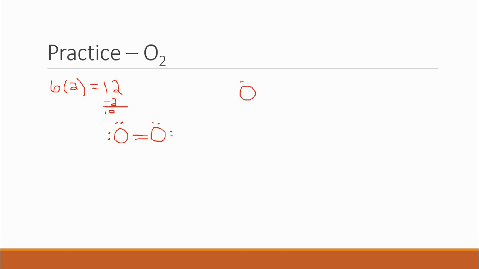Another way to do this is to draw the Lewis dot structure of our oxygen, like it was in the previous slide. So we have 2 oxygens, and notice each oxygen has 2 electrons that are not bonding.